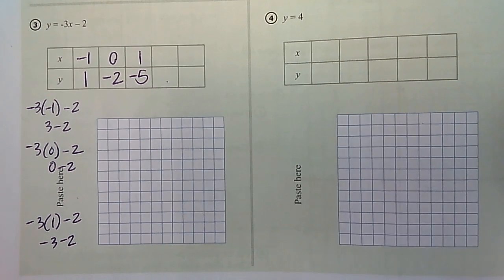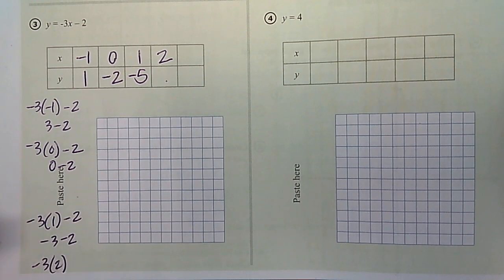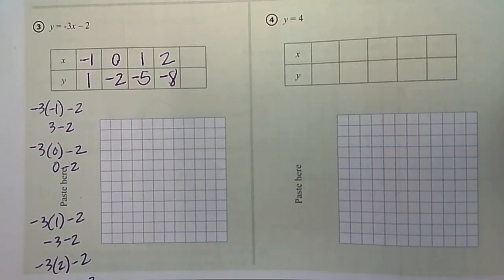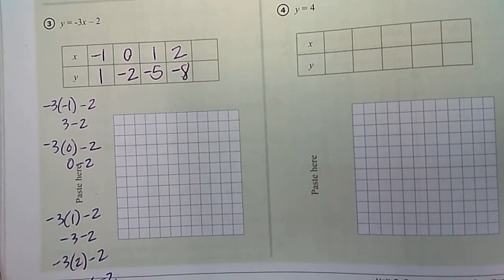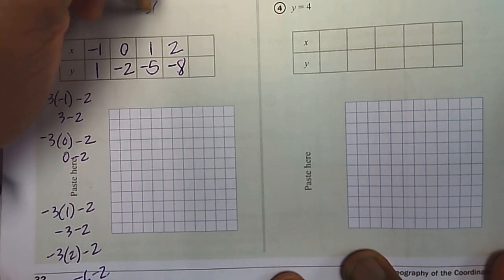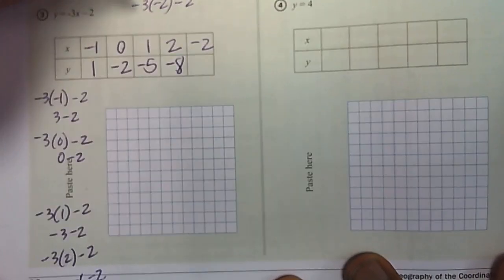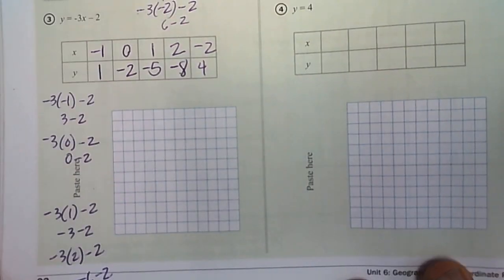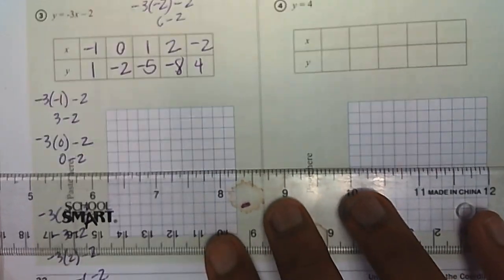This is going to get tall fast. A positive 2: negative 3 times 2 minus 2 is negative 6, minus 2 is negative 8. Oh, this is getting out of hand. So I'm going to go the other way. Negative 3 times negative 2 minus 2. So that's my x being negative 2. Negative times a negative is positive. So that's 6 minus 2, which is going to be 4. That got out of hand quickly.